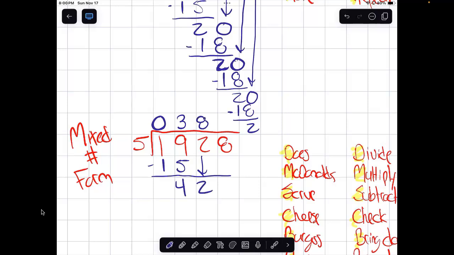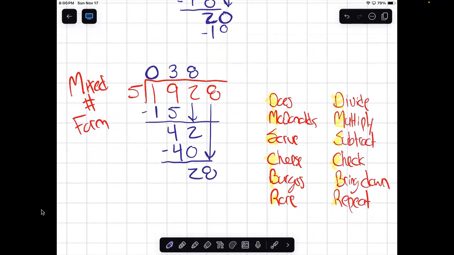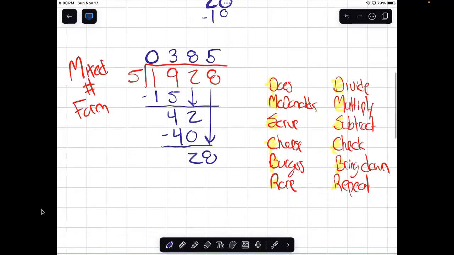I'm putting that 8 right above, and get rid of this stuff so we can see better. And put that 8 right above the 2 I brought down. 8 times 5 is 40. 42 minus 40 is 2. Bring down the 8, showing that arrow. 5 goes into 28 5 times. I'm going to write that 5 right above the 8 I brought down. 5 times 5 is 25.